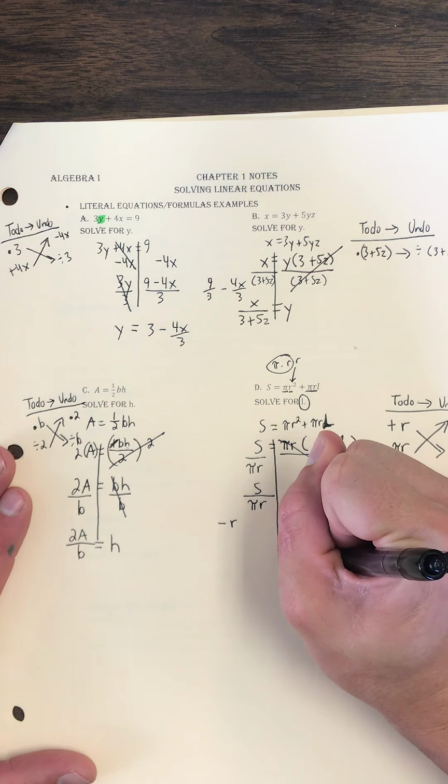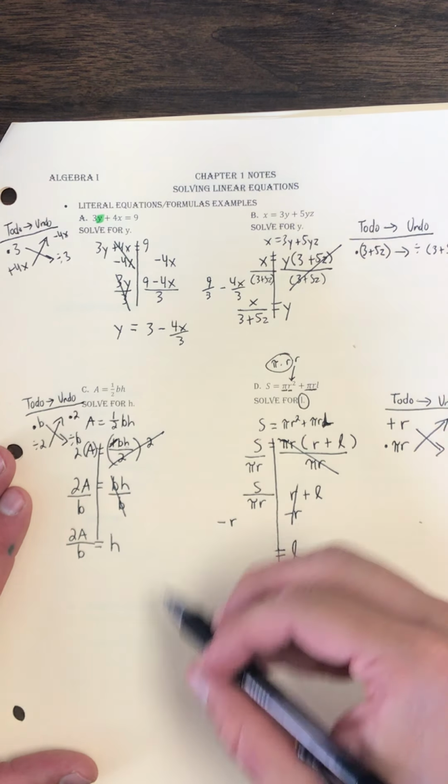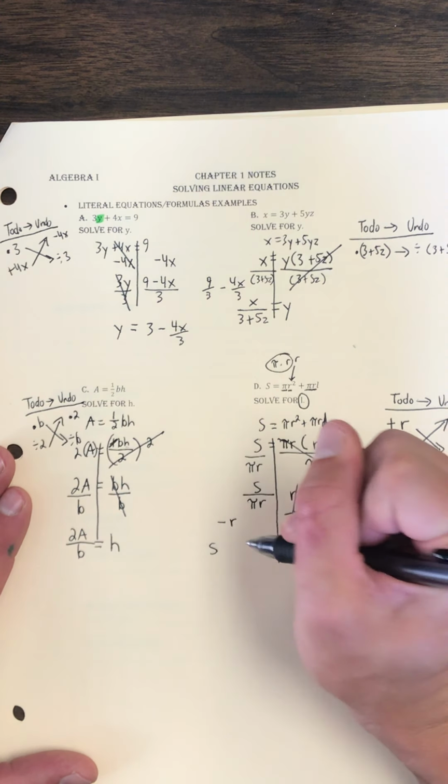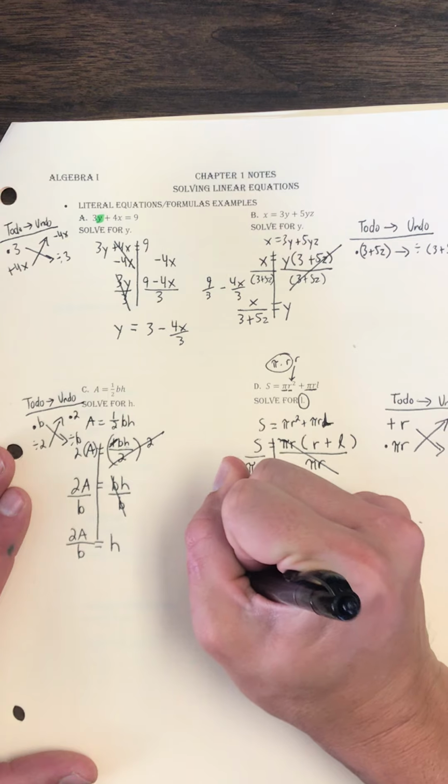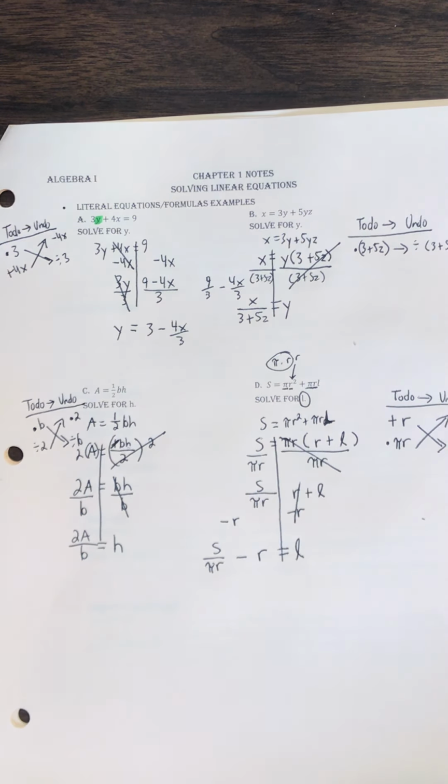I'm left with L equals, and I'm going to rewrite this in a new order. I'm going to say s over pi r minus r. And there are my steps to solve. L equals s over pi r minus r. You could say negative r plus s over pi r. That all means the same thing.